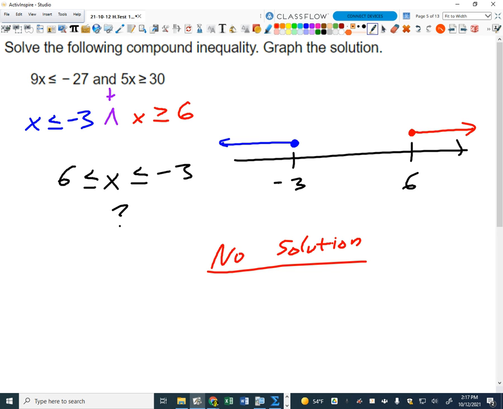But when I get something weird like this and I look at the graphs, there's no place where they're overlapping. If it's an and statement, if they don't overlap, there is no solution, right? Okay.